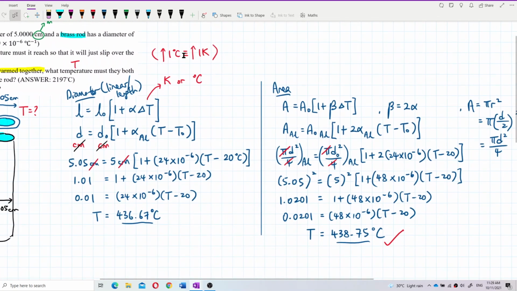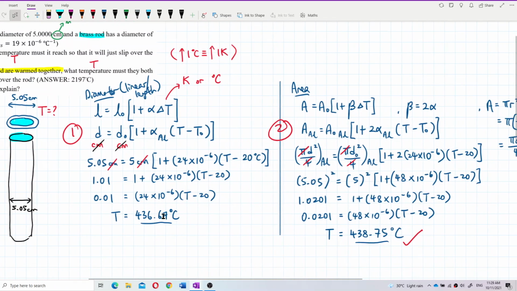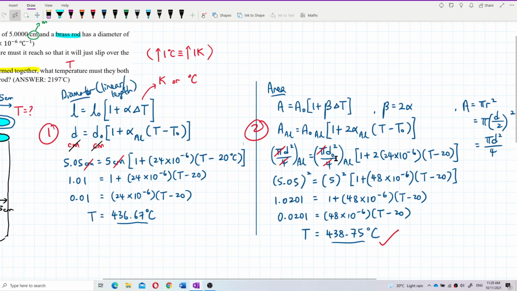But how about the first method? I have shown you two methods. This is the first method and this is the second method. So, is the first method correct? I use the diameter. I find the expansion of diameter from 5 cm to 5.05 cm, and I got the temperature 436.67. But if I use the area, expansion in area, we use pi d squared over 4, I got a temperature 438.75. Different answer.